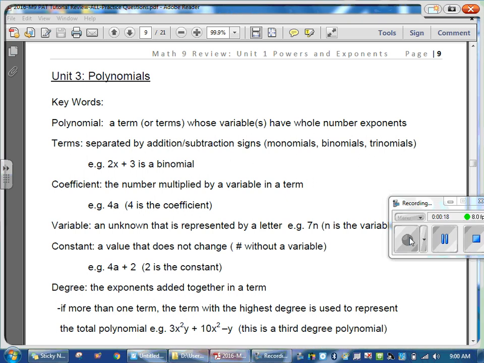Well, that means I could have something like this: 3x exponent 1. I could have 4 cubed x squared, because I could solve this part, remember, for powers. So I get 64x squared. So, polynomial, the terms, the variables have whole number exponents. So my variables here, they have whole number exponents. They're not going to be negative numbers. They're going to be 0 or larger.